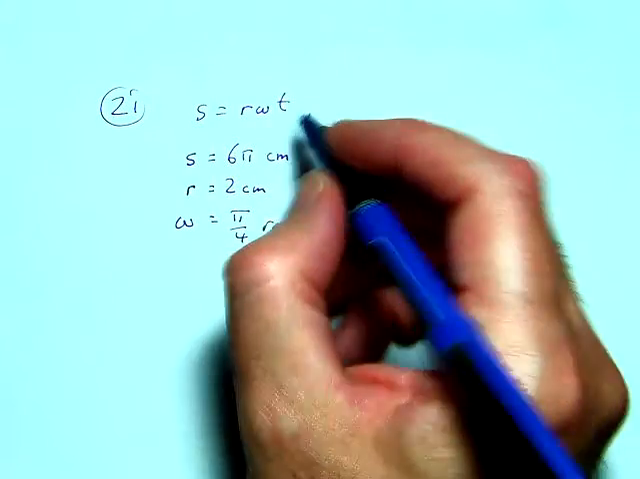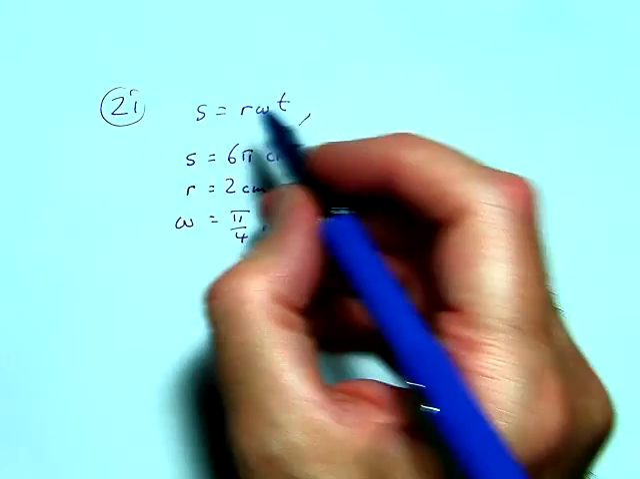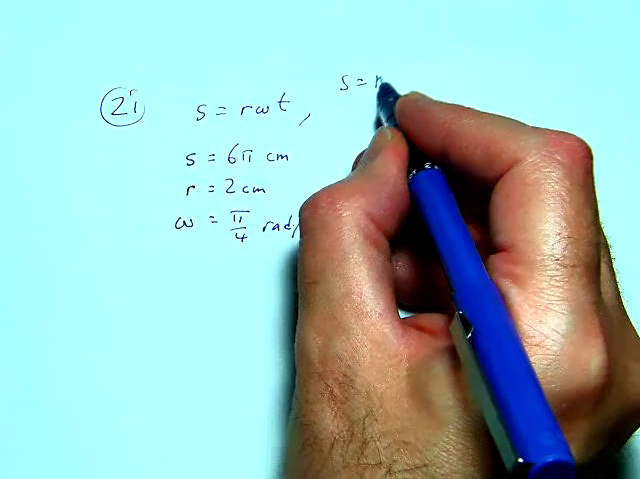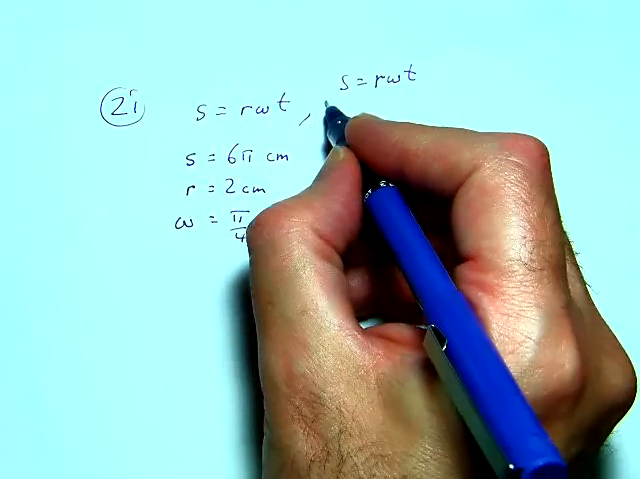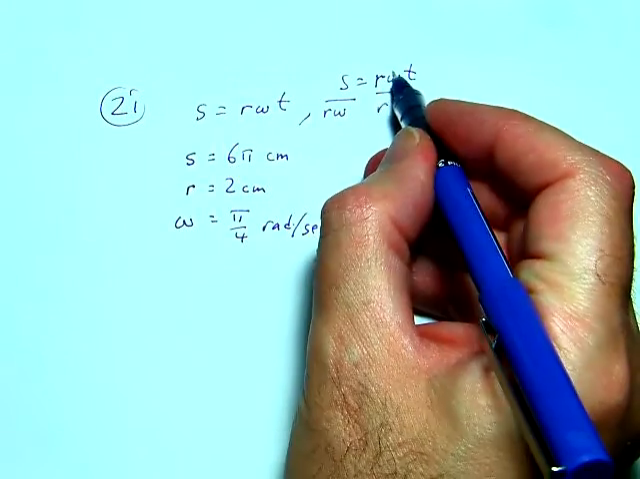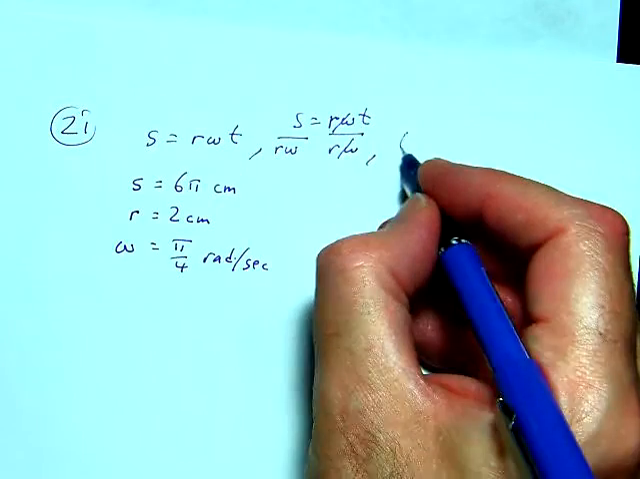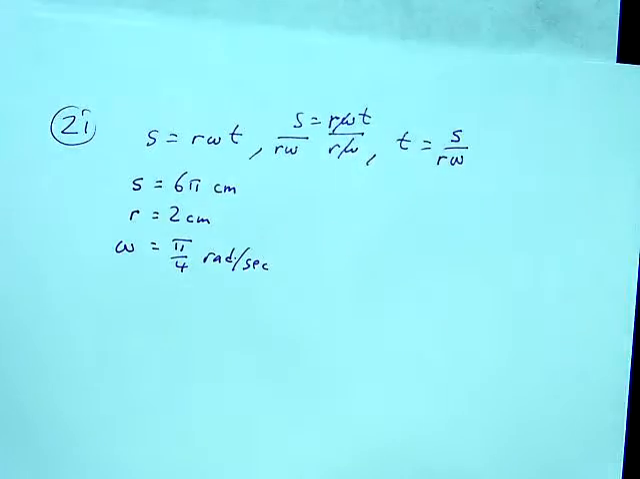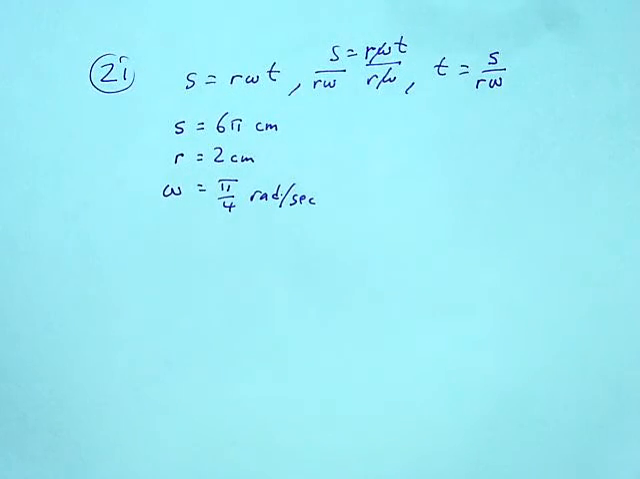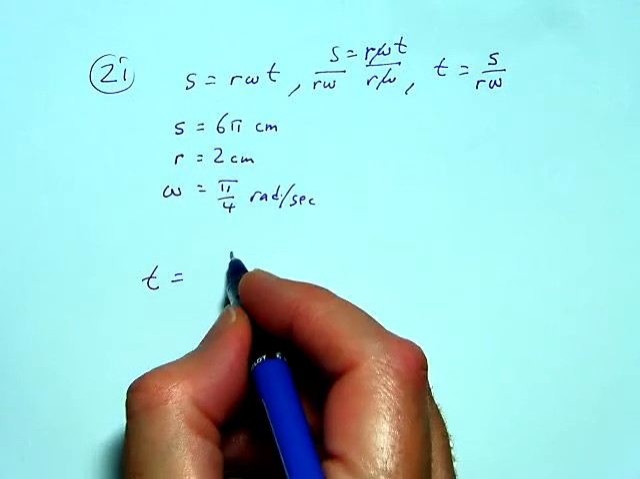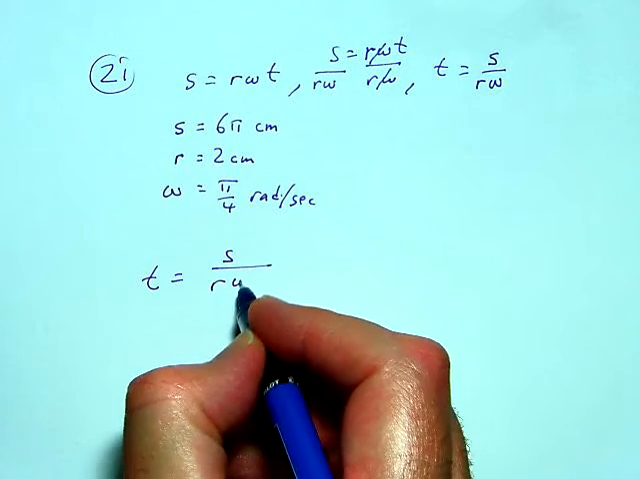So how can we modify this equation to solve for time? Well, we can divide both sides of the equation. We have S equals R omega T. We can divide both sides of the equation by R omega, right? And that cancels out here, and we end up with time is equal to S over R omega. It's really omega, not W, but it kind of looks like W, so sometimes I say W. So let's go ahead and plug this in. T equals S over R times omega.